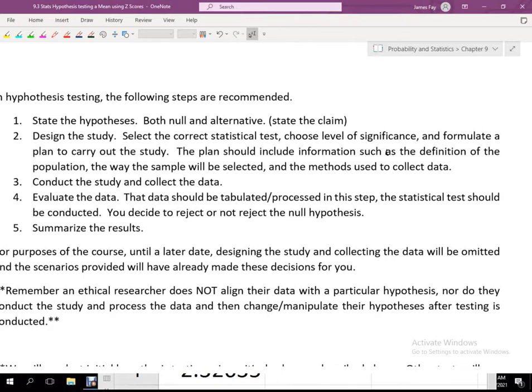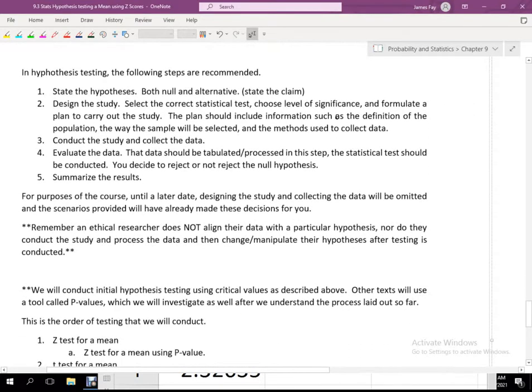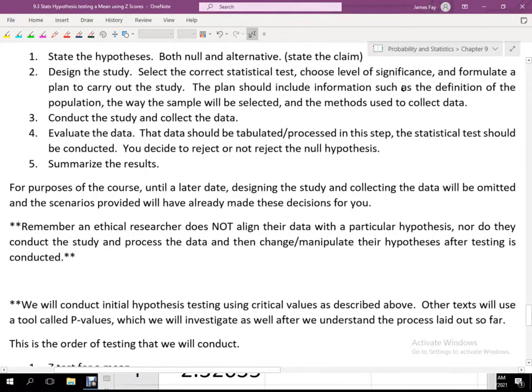And then step 5 is summarize the results. So that's how hypothesis testing is done. It says for the purpose of this course, until a later date, designing the study and collecting the data will be omitted, and the scenarios provided will already have those things done for you. So steps 2, 3, and parts of 4 will already be done for us.